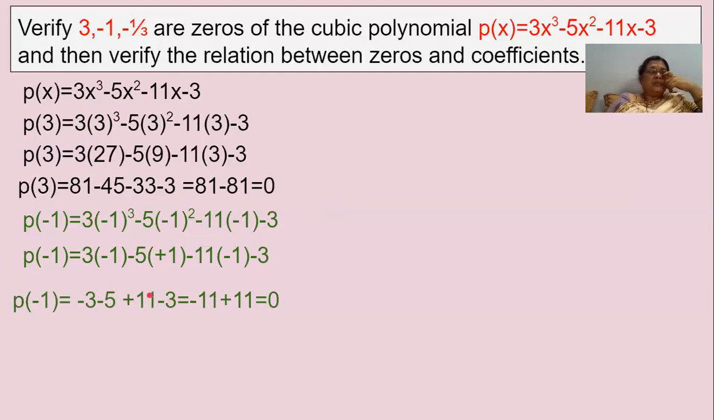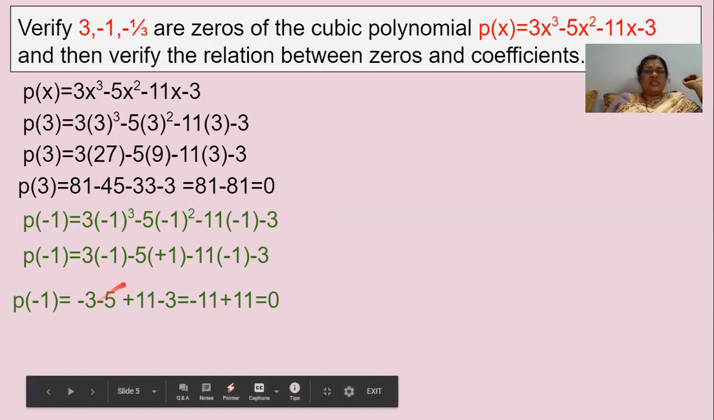See here, 3 ones are 3, isn't it? Minus into plus is minus, 5 ones are 5. Minus into minus is plus, 11 ones are 11. Minus 3. See here. Again, I'm adding all the minuses. That is 3 plus 3, 6, plus 5, it is 11, minus 11 and plus 11. These two will get cancelled and you get 0 as an answer.